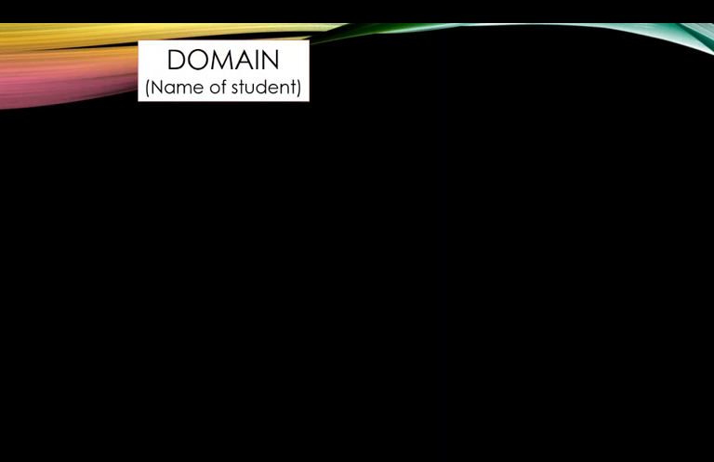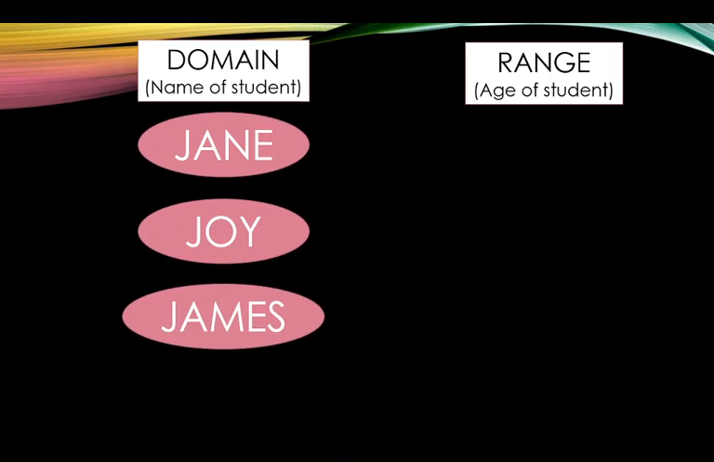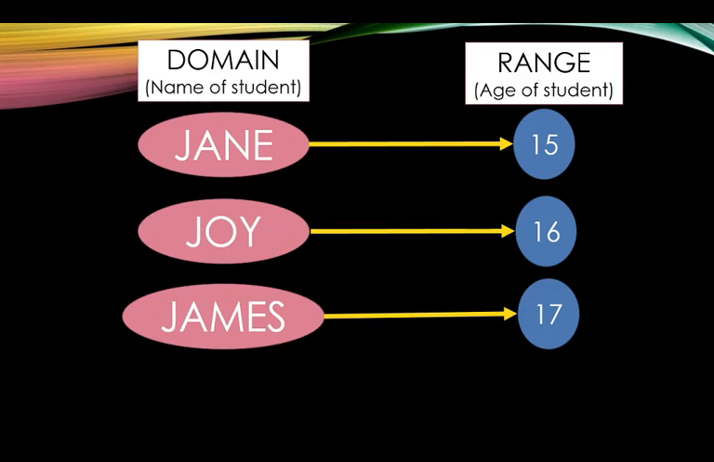Another example of an arrow diagram. We have here the domain, the name of the student, and the range, the age of the student. The domain are Jane, Joy, and James, while the range is 15, 16, and 17 years old. So using the arrow diagram, Jane is 15 years old. That is the age of Jane. While Joy is 16 years old and James is 17 years old. Again, this is an example of an arrow diagram.